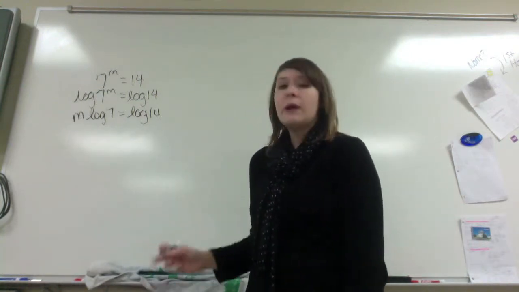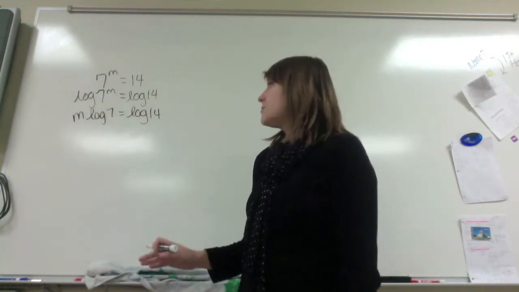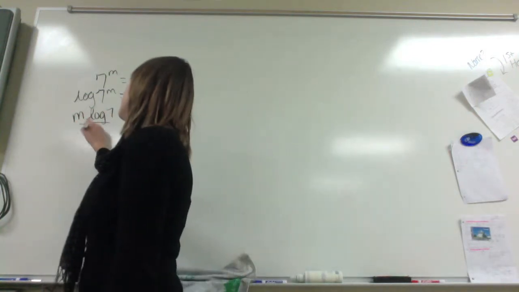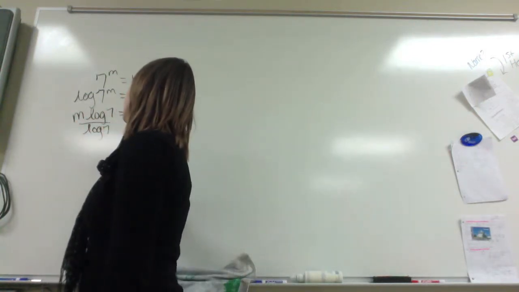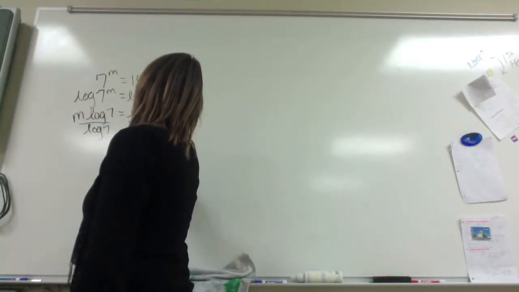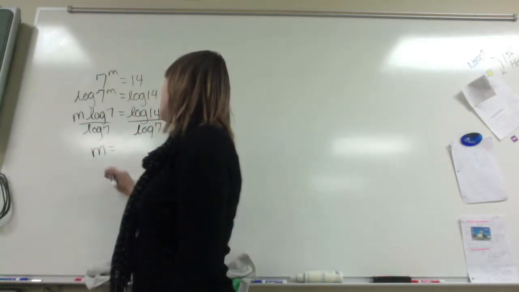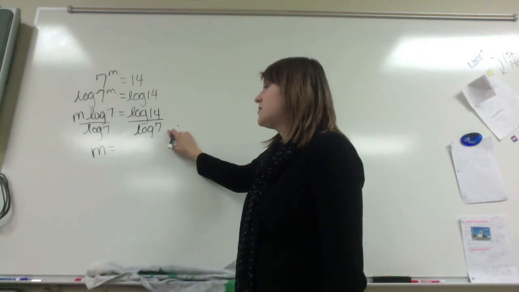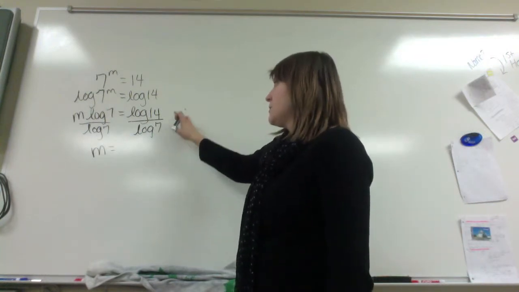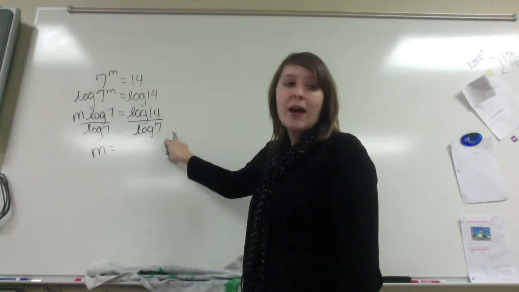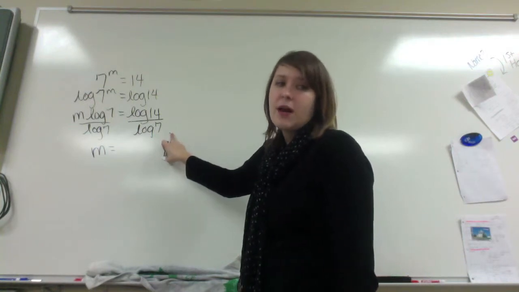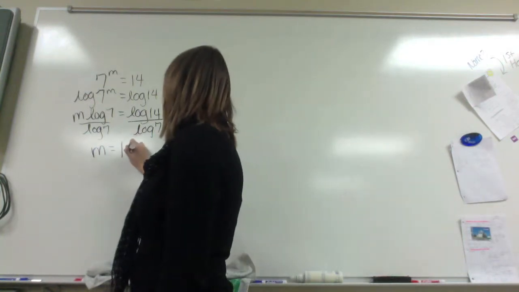Okay? Now if I want to get m by itself, I can divide out log of 7. So I'm going to do that to both sides. Okay, so now I've got m equals the log of 14 over the log of 7. Okay, so I can just plug that into my calculator, and when I do that, I get 1.36.